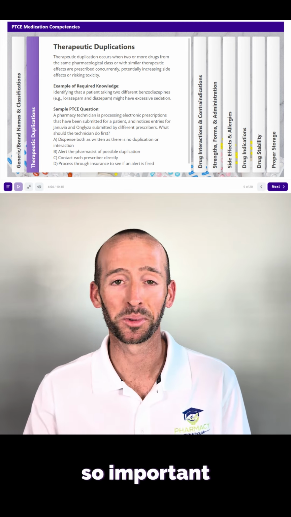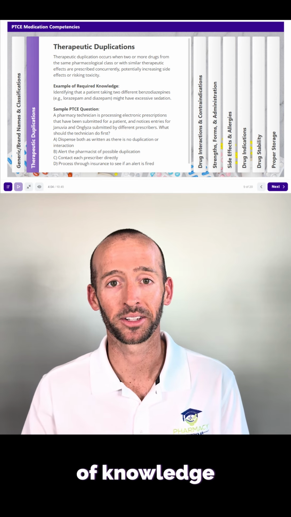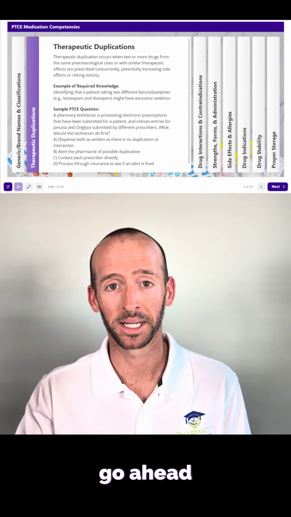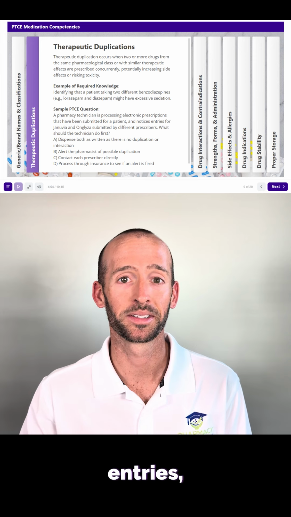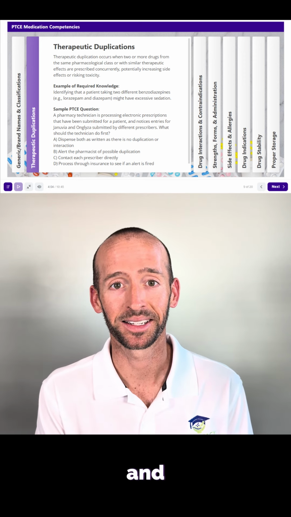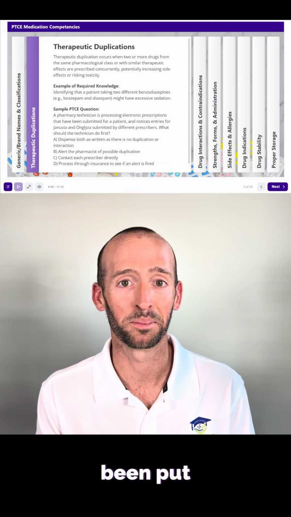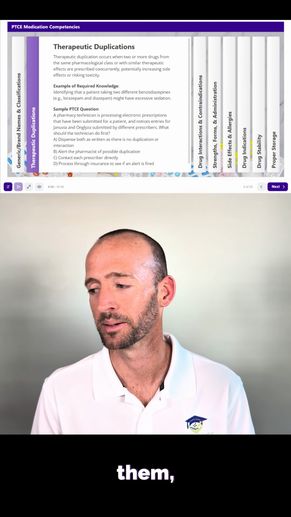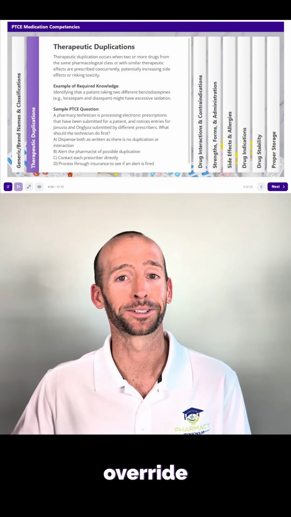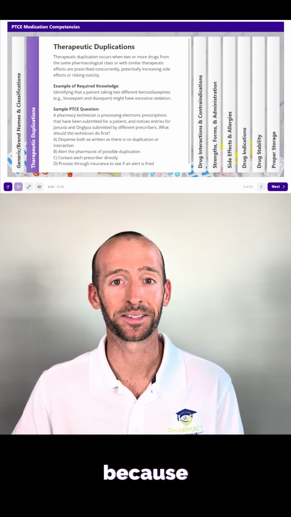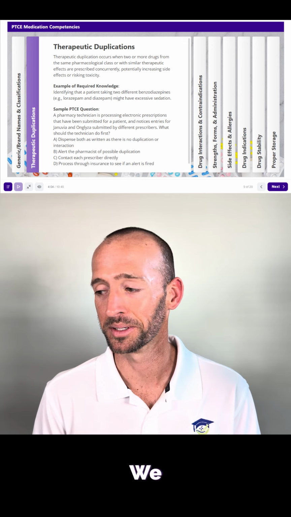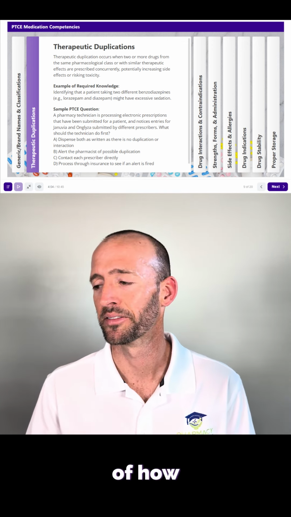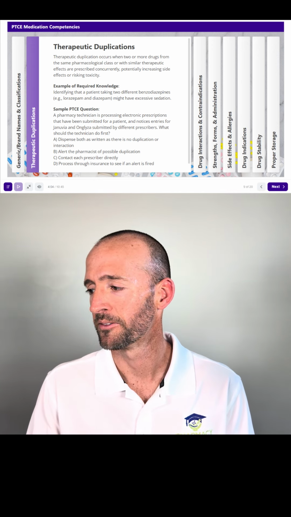And this highlights why it's so important for pharmacy technicians to have this level of knowledge, because this could slip through the cracks. If you go ahead and verify both those entries, perhaps the pharmacist is busy and doesn't notice that they've both been put through and they get verified, or two different pharmacists go in at different times and verify them. And perhaps they override the alert that gets put in the system because the system throws so many alerts, we tend to ignore them over time. So again, this is a great example of how a pharmacy technician can advocate for patient safety.